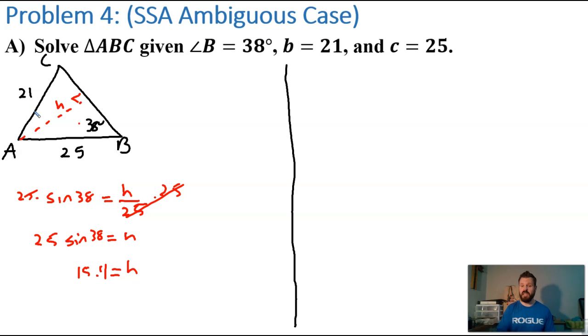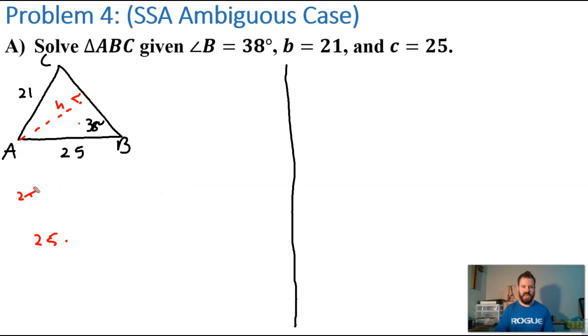So the opposite side is shorter than the adjacent side, but still longer than the height. So I know I'm going to have two triangles. This isn't a no-triangle possibility. Again, I probably didn't need to check that just because those lengths are pretty close to each other. If side length b was like a 7 or something, I can probably tell that's too short. But I didn't really need to check there.